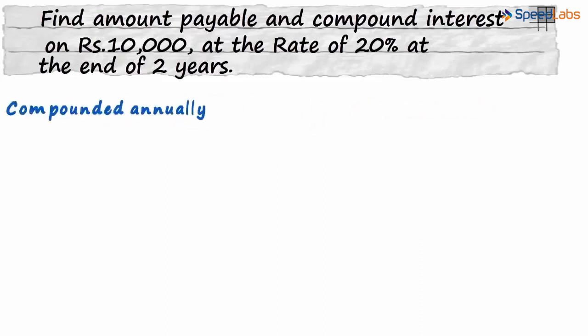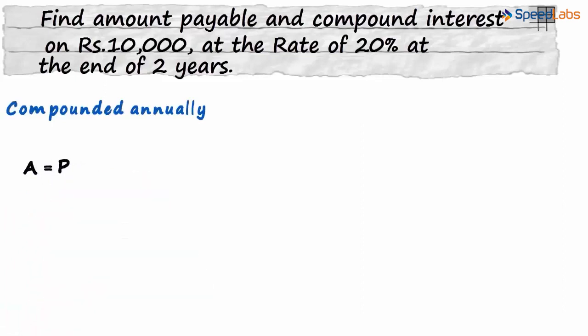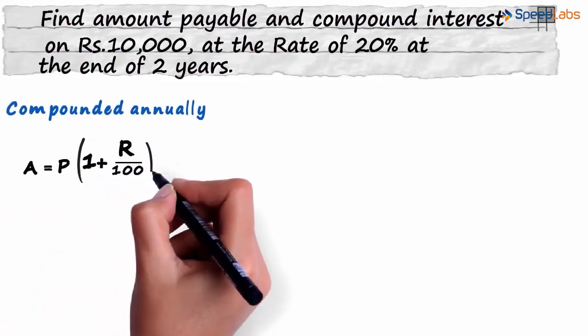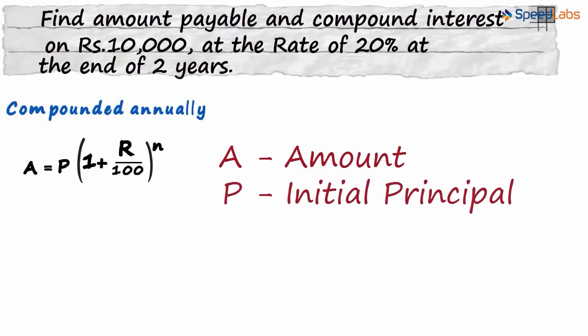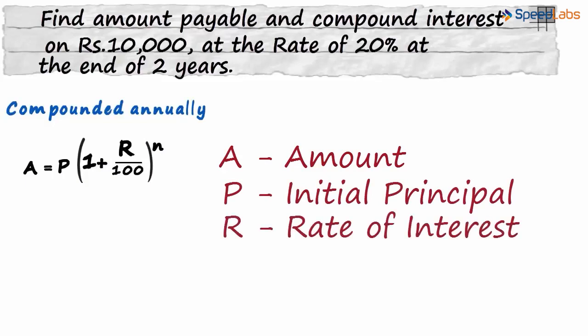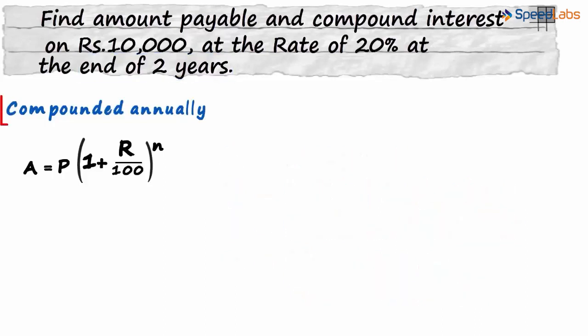Here's the first case, if the amount is compounded annually. The formula is A is equal to P multiplied by 1 plus R by 100, the whole raised to n. A is the amount, P is the initial principal, R is the rate of interest, and n is the number of time periods. The question says we need to find the amount at the end of 2 years. If compounded annually, we have 2 time periods. Hence, n is 2. The principal is 10,000 rupees.